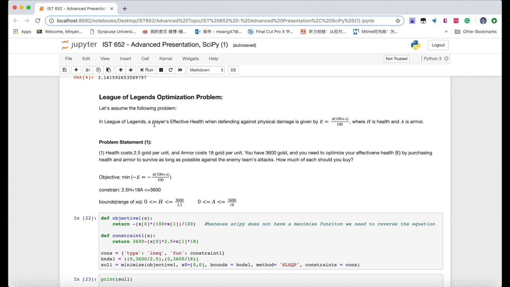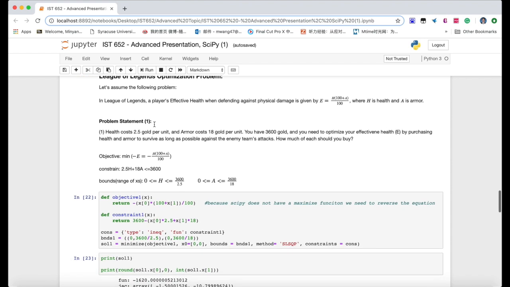Say we have 3600 gold and we want to optimize the effective health by purchasing health and armor to survive as long as possible against the enemy's attack. How much of each should we buy?